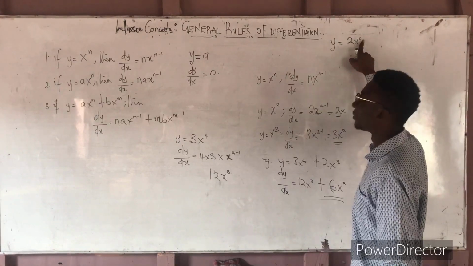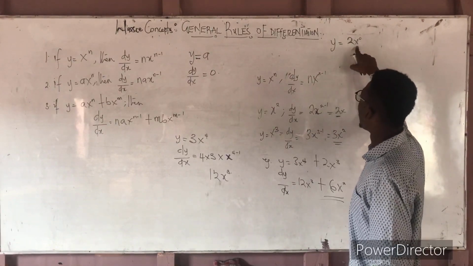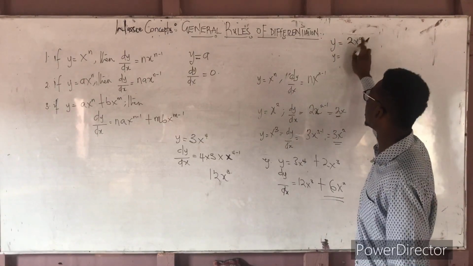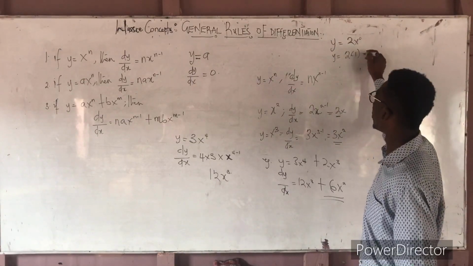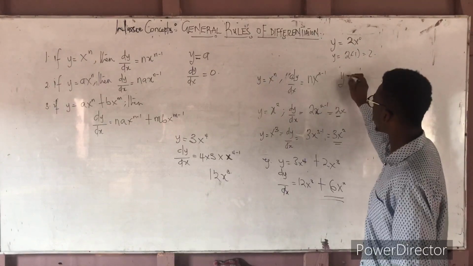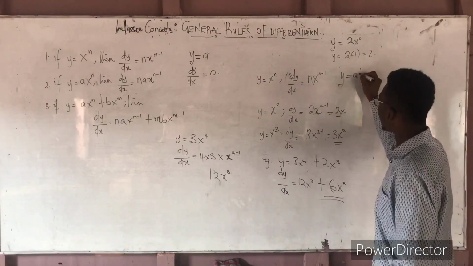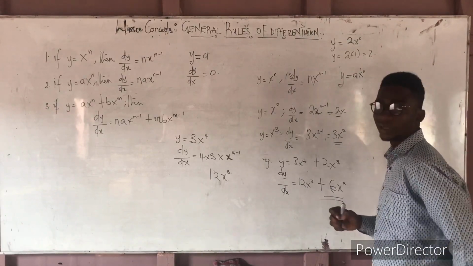So the x is exponent 0, because any number with exponent 0 is equal to 1. So if any number's exponential is equal to 1, you have 2 times 1, which is what? 2. So if you have any constant, let's say y is equal to a, it means that there is an exponent, x exponent 0 here.